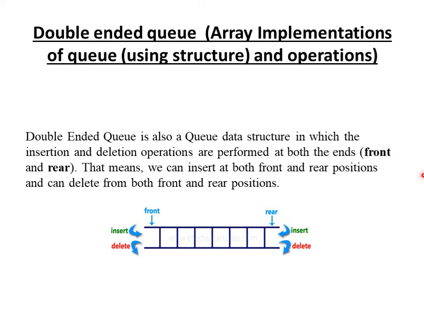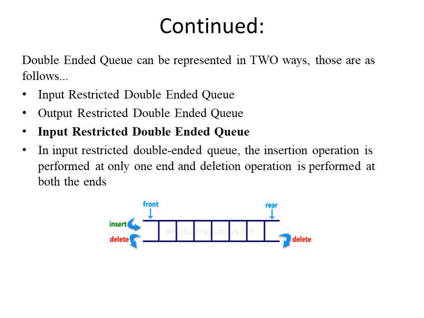Here you can see a double-ended queue is also a queue data structure in which the insertion and deletion operations are performed at both ends, that is, front end and rear end. That means we can insert at both front and rear positions and can delete at both front and rear positions.